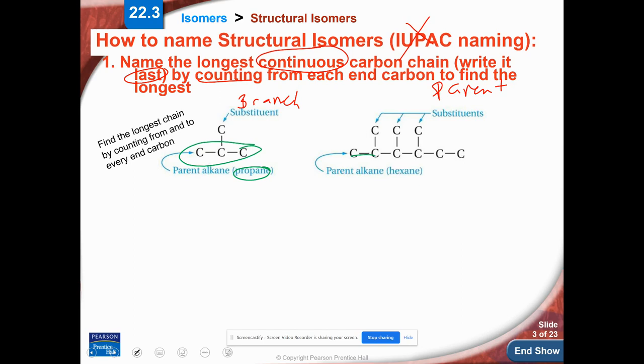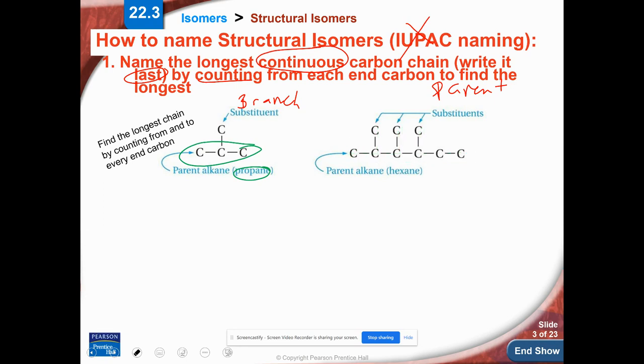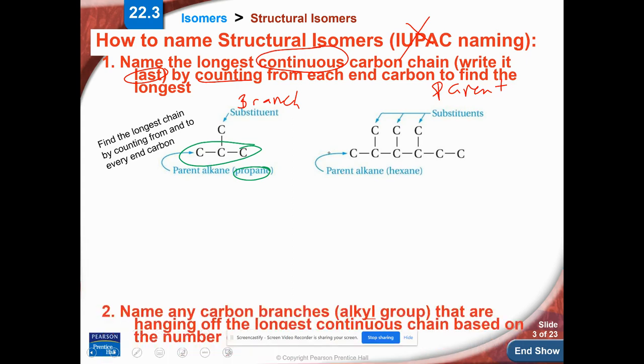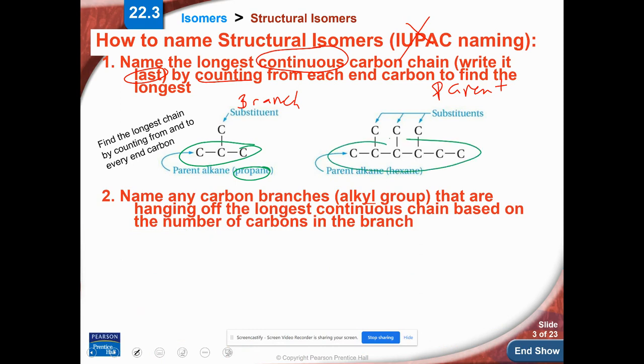So 1, 2, 3, 4, 5, 6. 1, 2, 3. 1, 2, 3, 4. 1, 2, 3, 4, 5. And we can go backwards and do the whole thing all over again. Okay, so the longest I could count over here was also going to be 6. So then since I had 6, I would need to go back to my pen. So since 6, that's where the hexane comes from.